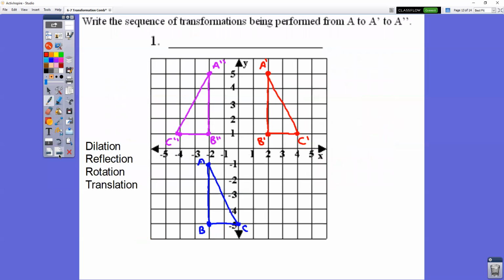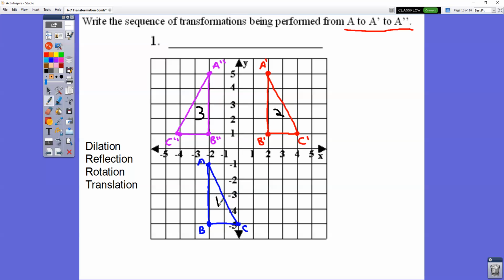So the types of questions that you're going to have on your homework today look like this. You have to make sure that you are going from A to A prime to A double prime. So again, I think that it's a good idea to go through and number your pictures so you know where you're going from what to what to what. So we're going from this blue triangle to the red triangle to the purple triangle.